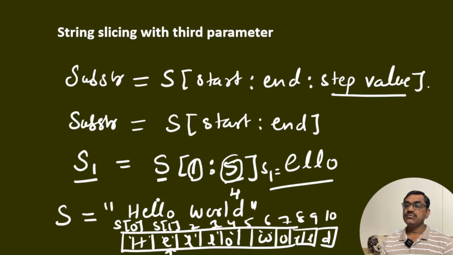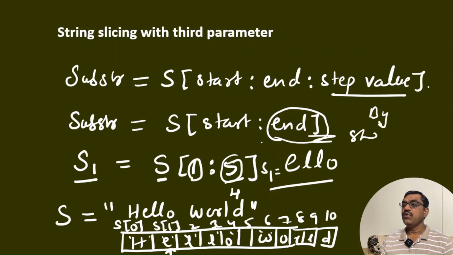This is how we obtained the substring in the previous sessions. Here we didn't mention any step value. When you don't mention the step value, by default its value is 1. Though you didn't mention colon step value, by default it is 1. That you should remember.